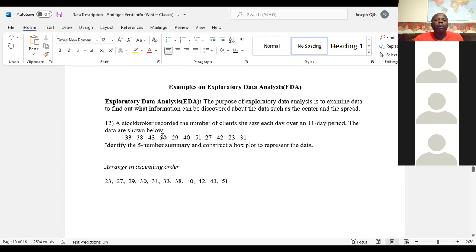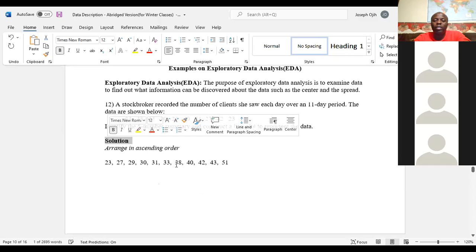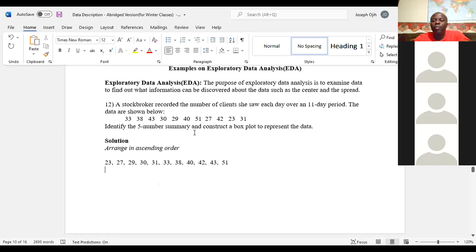Yeah, thank you. Welcome. Now, a stockbroker recorded the number of clients she saw each day over an 11-day period. The data are shown below. Identify the 5-number summary and construct a box plot to present this data. So the first thing to do is to put them in order. I'm not going to start calculating them here because I have already shown you how to do it. I'm just going to put my answers here, but I'm going to answer the main question, which is to find the 5-number summary.